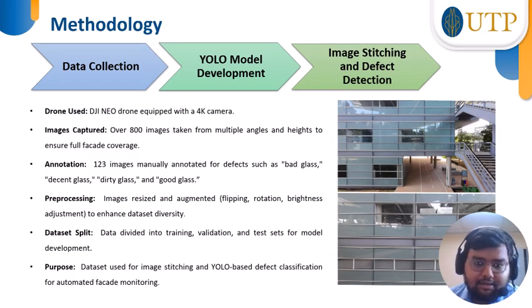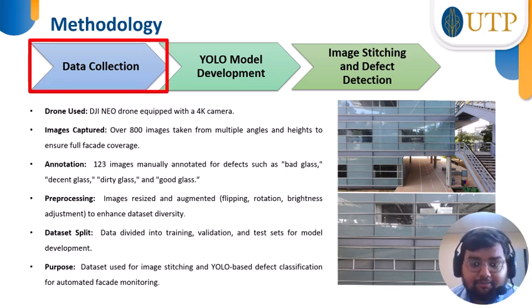Beginning with the data collection, we use the DJI Neo drone, equipped with a 4K camera. We have captured over 800 images from multiple angles and heights to ensure that we have full coverage of the glass facade. Then we used only 123 unique images with unique features to annotate them for defect labeling. We use defect labels such as bad glass, decent glass, dirty glass, good glass, bad paint, cracks, rust in terms of metal, good metal, and bad metal. Then we use pre-processing.